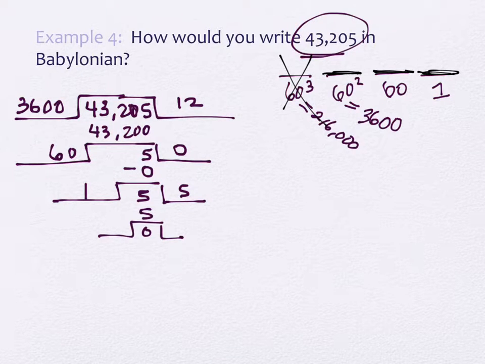Okay? So this is the point when I'm done, because I had 0 left over and because the last place I've divided by was the 1s place. So the answer that I have, if you think about it in terms of these numbers over here, is that I have 5 1s, I have 0 60s, and I have 12 60 squareds.